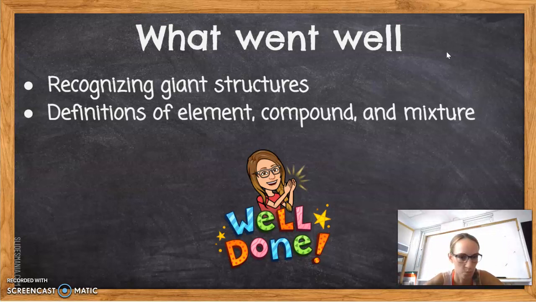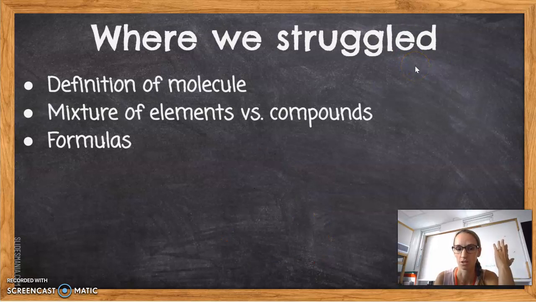As a group, almost 100% of you scored correctly on the giant structures questions. So you're really good at spotting the ones that are one big unit of atoms all bonded together. You also almost all got right the element, compound, and mixture definitions. The definition that stumped you was the one of molecules.